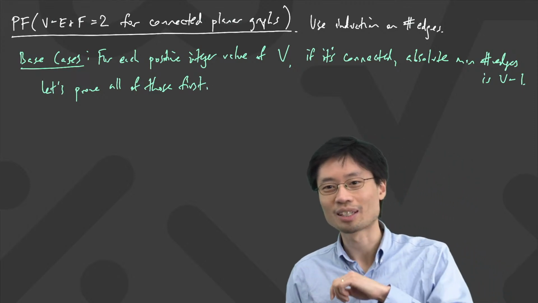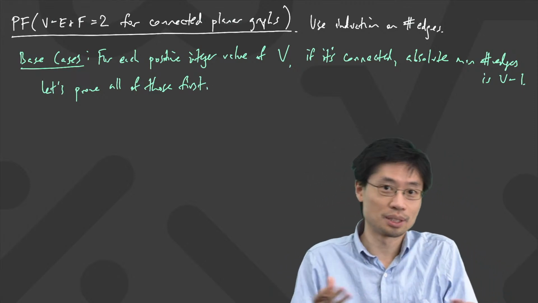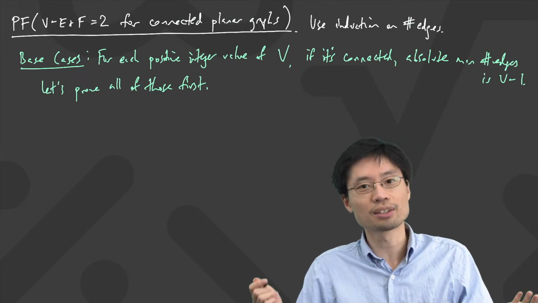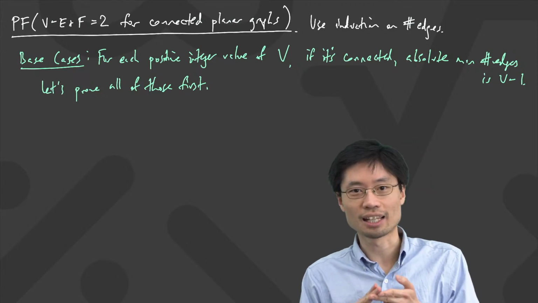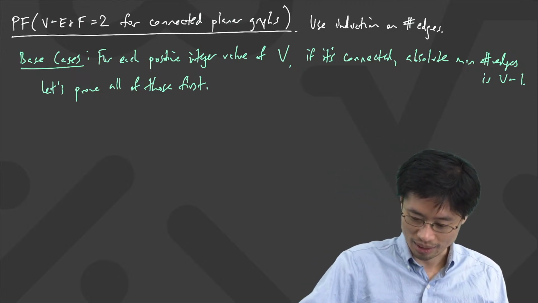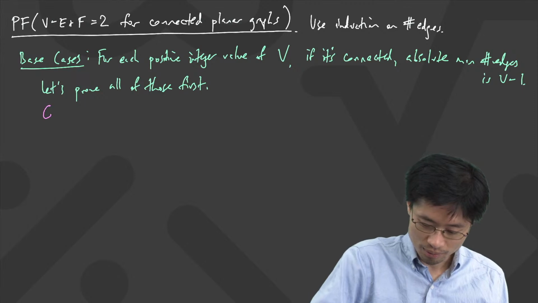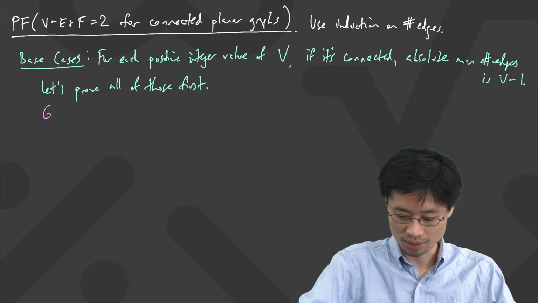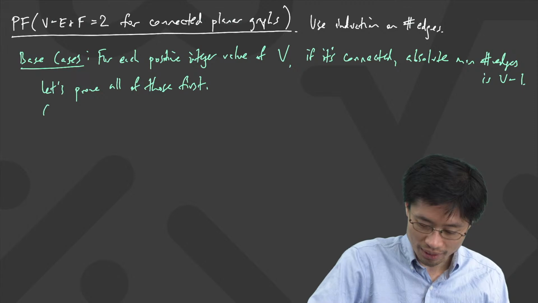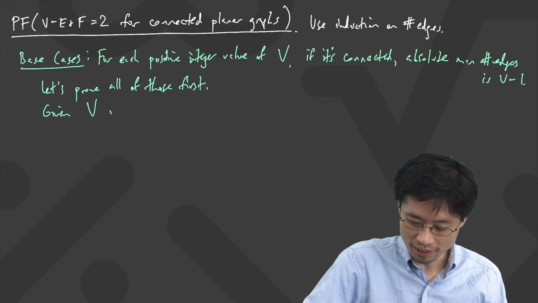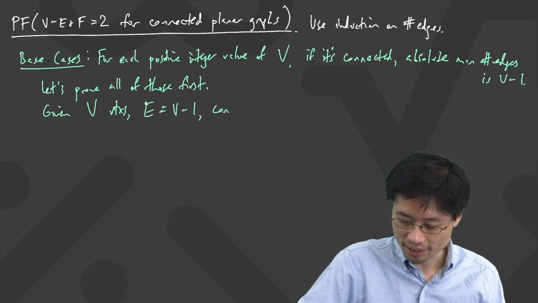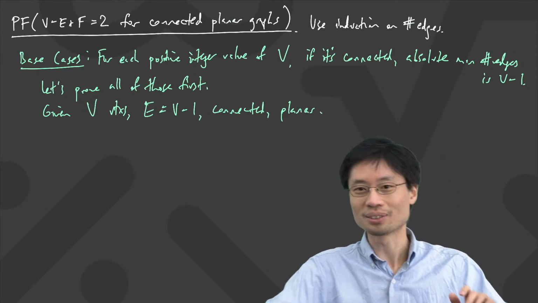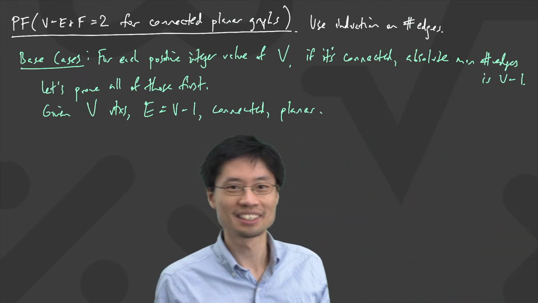Anyone have any ideas on how I can prove that? What I'm saying now is all I know is it's a planar graph and it has v vertices, it's connected, it has v minus 1 edges. So what does that look like? I'll use green because that's my base case. You're given v vertices, e is equal to v minus 1, and it's connected and it's planar. Now what? Do we know anything from our class? Isain.